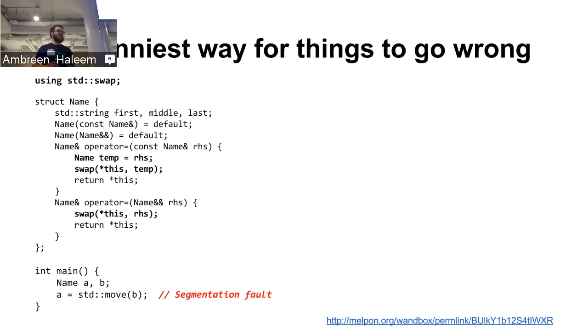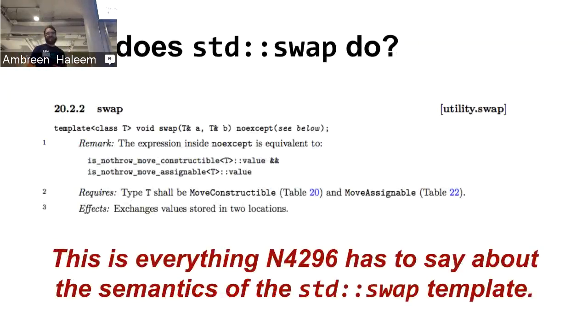And how is std swap implemented? Well, I don't know. Let's read the standard. The standard says swap, noexcept, requires, effects: exchanges values stored in two locations. Now, it doesn't really say which two locations, or how the values in them are going to be exchanged, or really what a value is. But this is what the standard has to say about it.